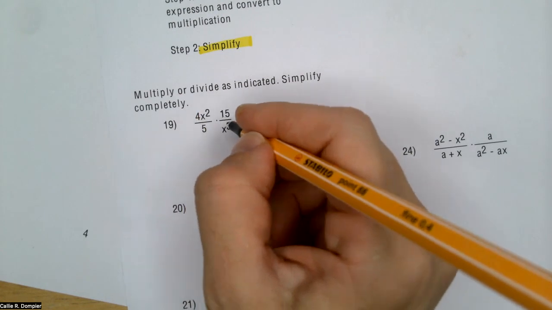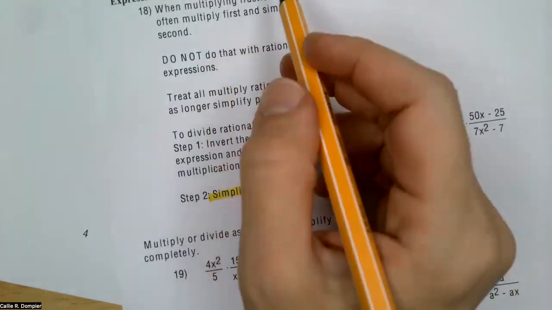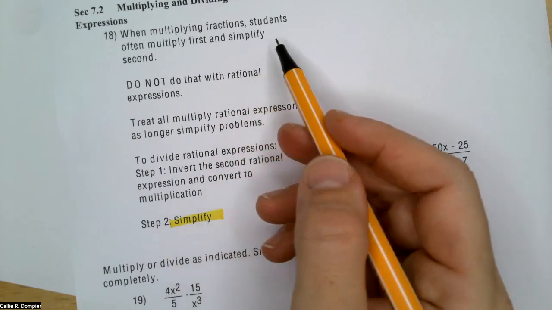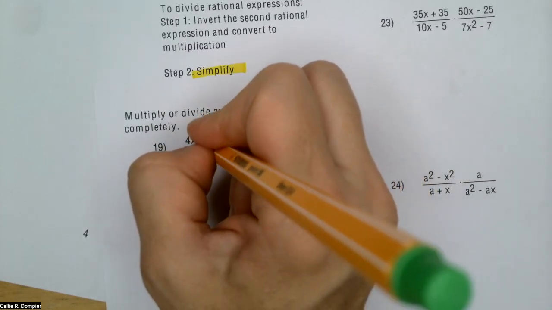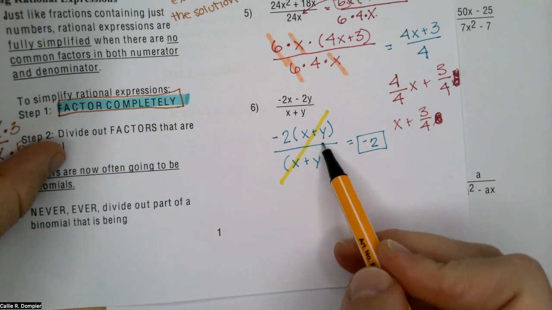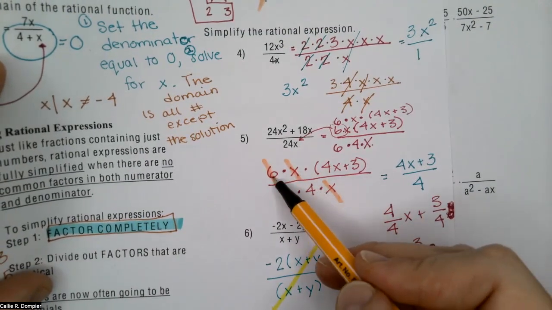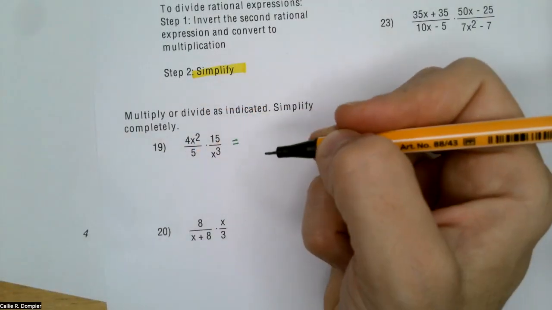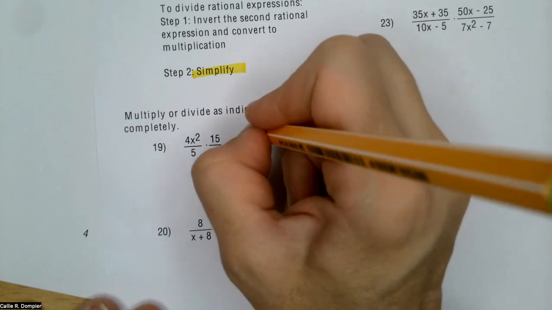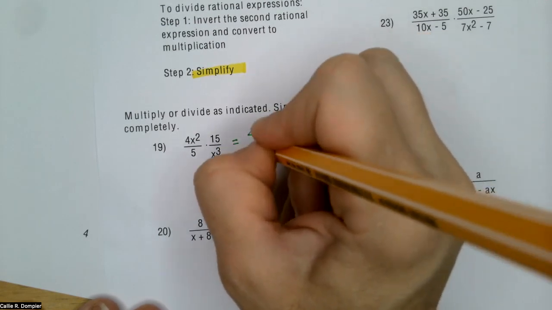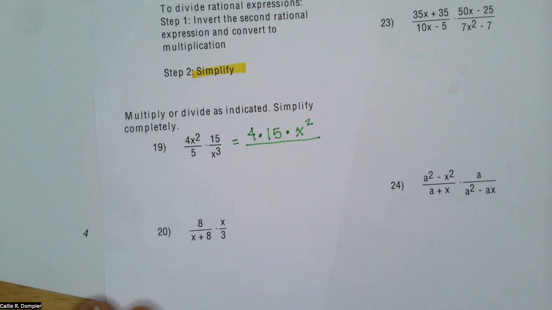4x squared times 15 divided by 5 times x cubed. So we multiply first and then simplify? Do not do that. This multiplication sign is the very same multiplication sign that we have between this negative 2 and this binomial, the same one that's between the 6 and the x and the 4x plus 3. So don't say, oh, what is 4 times 15? Put it in your calculator. No, just say it's 4 times 15 times x squared. You're just spreading it out, because that's going to make it easier to simplify.